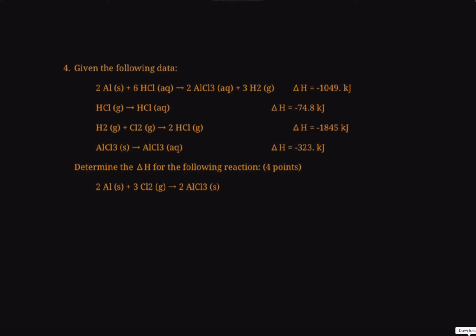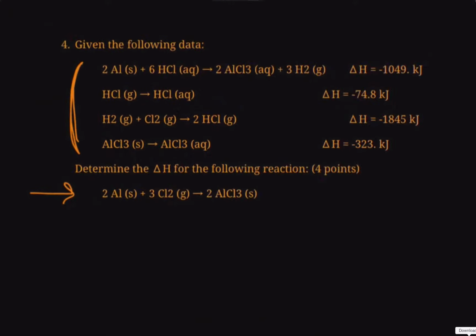Okay, well, we got a bunch of stuff to do here with a Hess's law problem. We've got 4 equations to work with to get our final equation. We've got all the heats of reactions. So with these problems, the first thing you need to look at is which equations have the reactants and the products that you want in your final equation, and on which side.